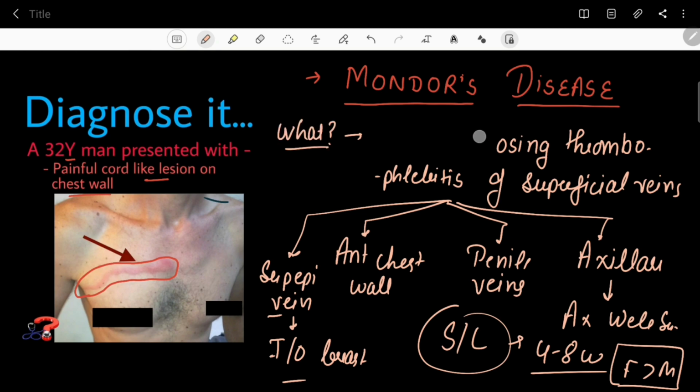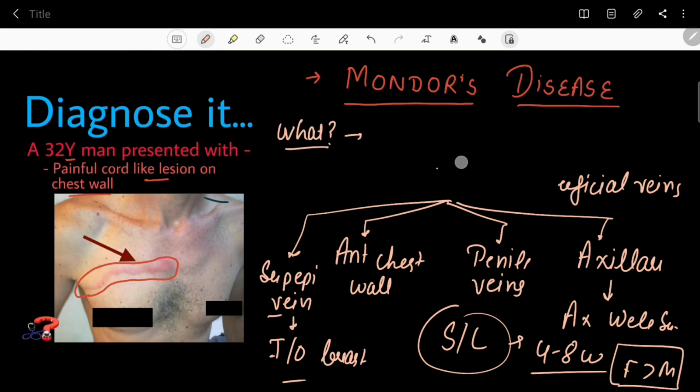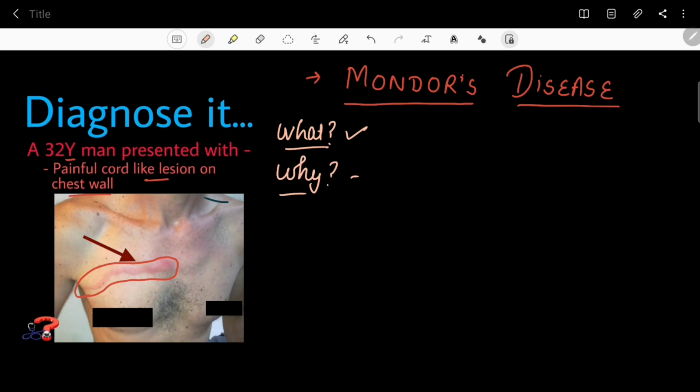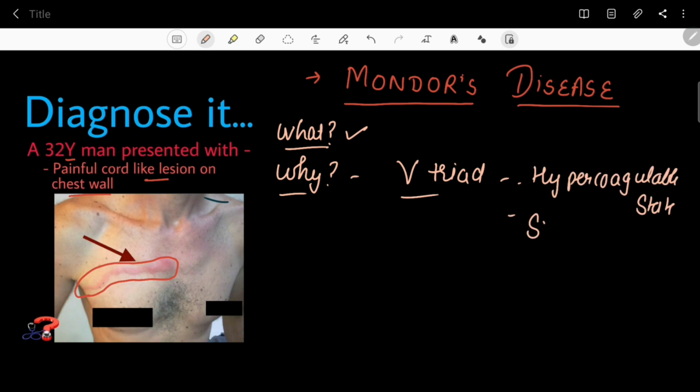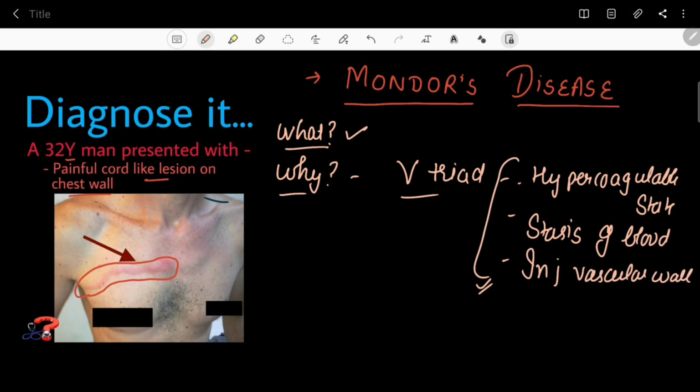Now let's come to why it occurs and what basically happens in this disease. For the why, firstly we need to know about Virchow's triad. In Virchow's triad there are three things: one is a hypercoagulable state, another is stasis of blood, and the third is injury to the vascular wall. When these three are present at a time, this leads to the development of thrombosis. And this superficial sclerosing thrombosis of a vein is called Mondor's disease.